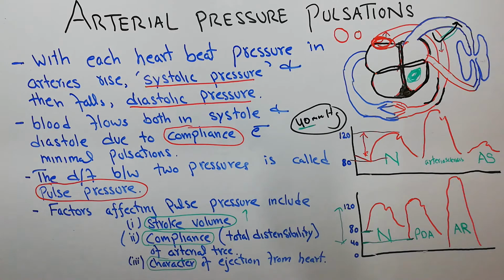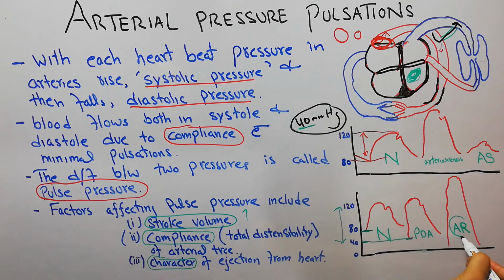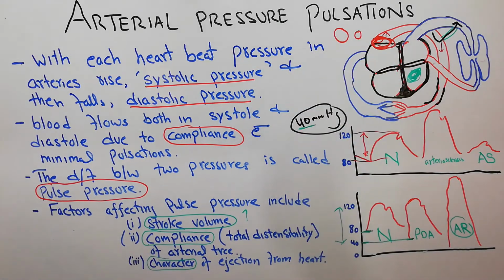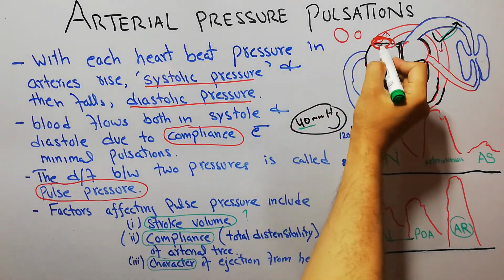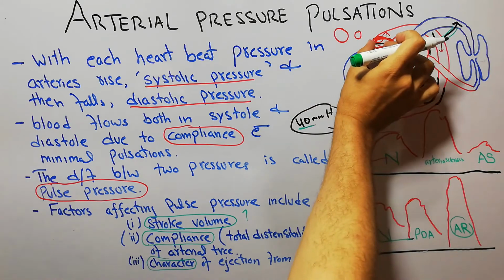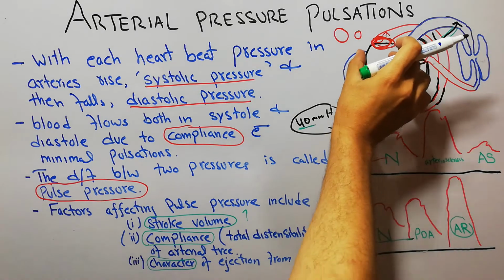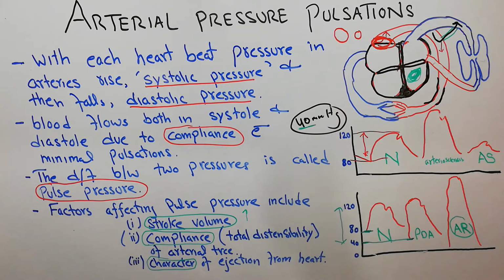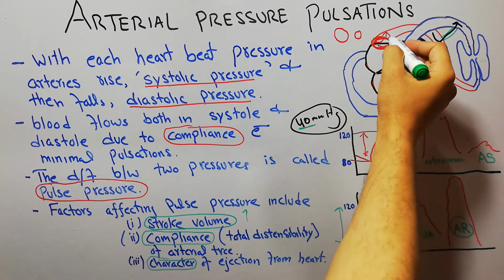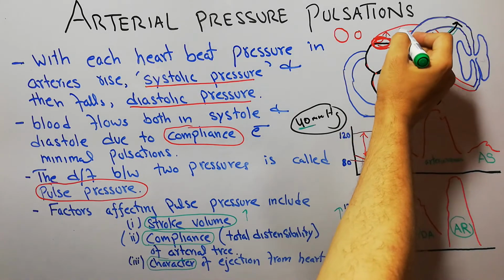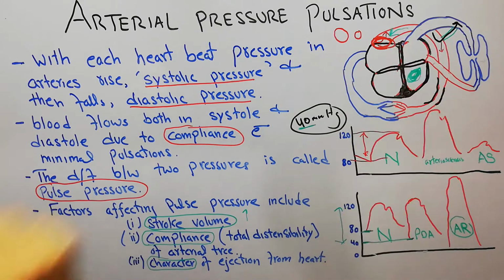Now another important factor associated with abnormal pulse pressure is aortic regurge. In aortic regurge, the aortic valve, which is present at the start of the aorta, is incompetent and unable to close directly, and it is unable to prevent the backward flow of blood.